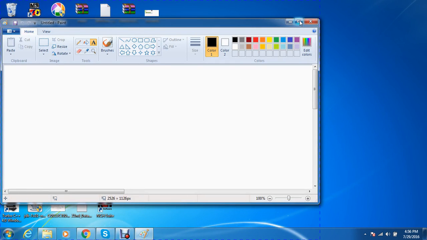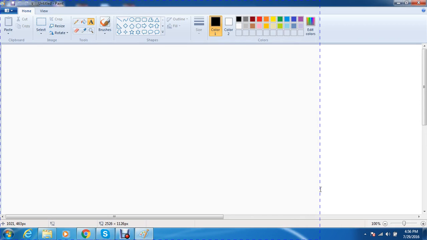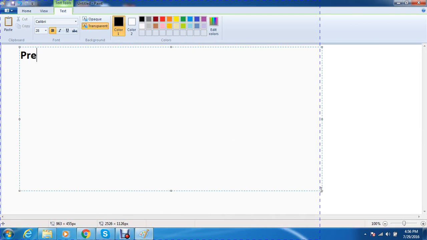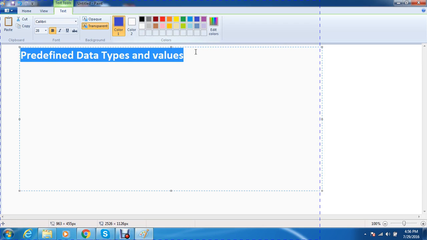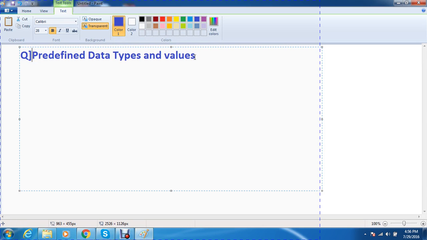Let us understand about predefined data types and values. What is that one? Predefined data types and values. A very important concept. We must understand this one properly. Observe. What are predefined data types?